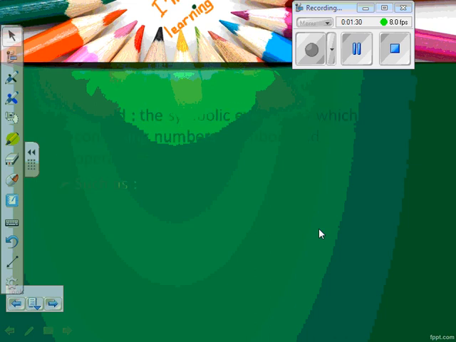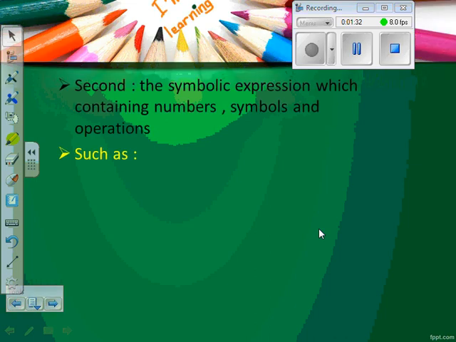The second type of mathematical expression is called the symbolic expression, which contains numbers, symbols, and operations, such as x plus 3. x is a symbol, plus is the operation, and 3 is the number. Also like y minus 2, 2 times l, and z divided by 4.